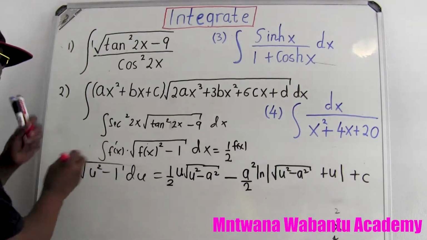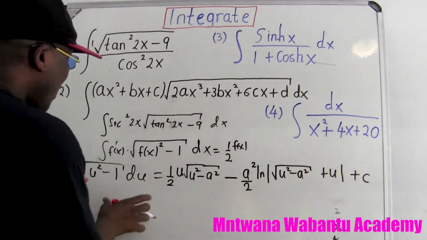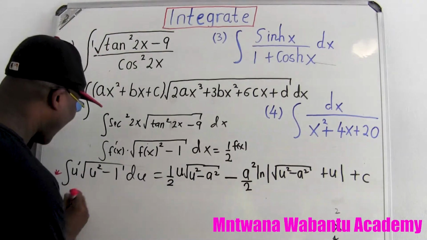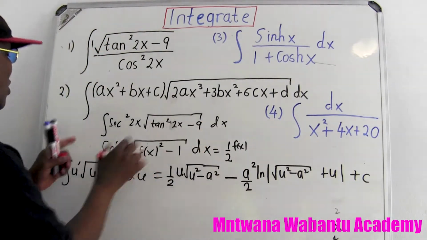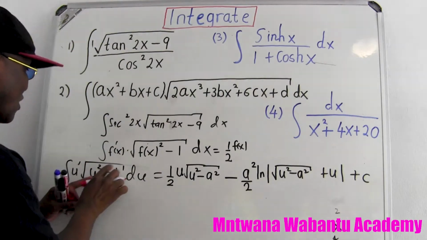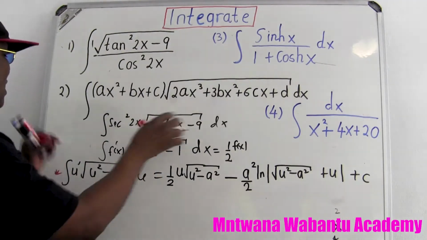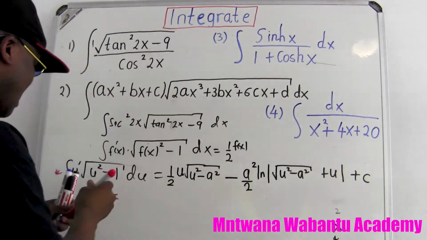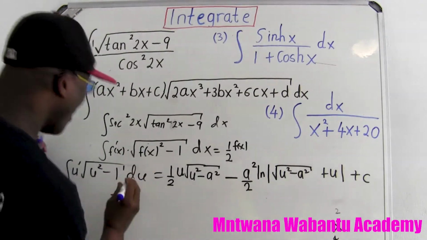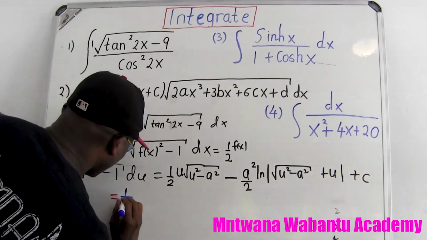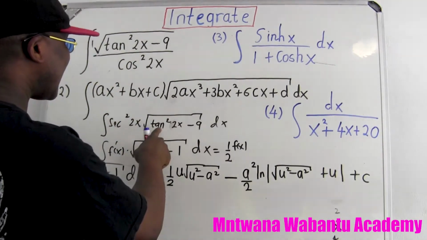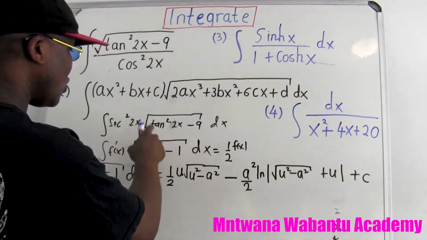Then for that case, if I don't want to use u, I could have used this one right here. Means u is like f of x. So this one right here, we know it's the same as that, because when you differentiate u squared minus a squared, it's going to give you that. So now all this stuff is the same as 1 over 2, and then u. What is our u? Our u is tan of 2x.